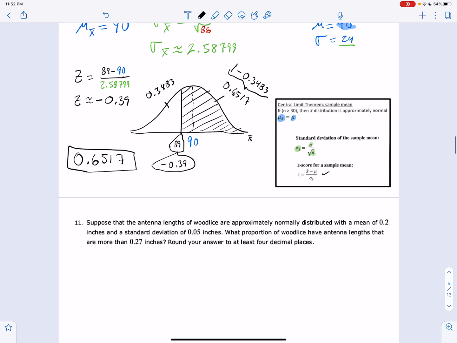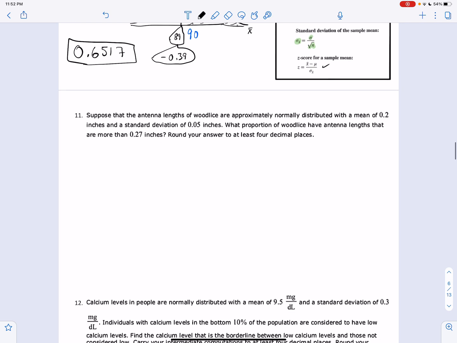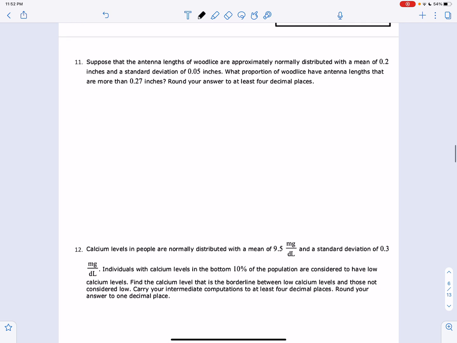And the next problem is number 11. Suppose that the antenna lengths of woodlice are approximately normally distributed with a mean of 0.2 inches and a standard deviation of 0.05 inches. What proportion of woodlice have antenna lengths that are more than 0.27 inches? Round your answer to at least 4 decimal places.